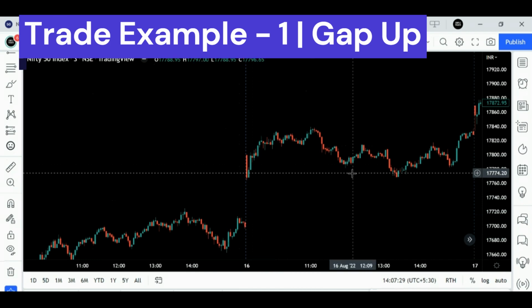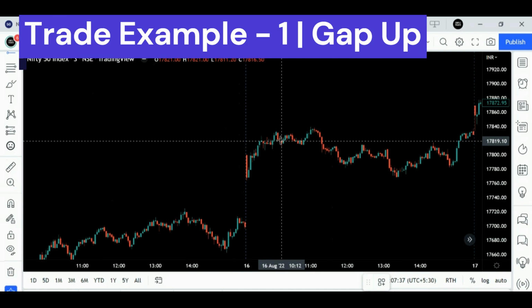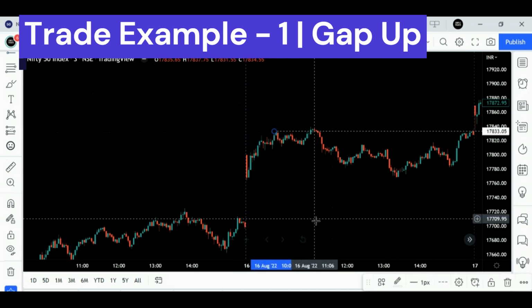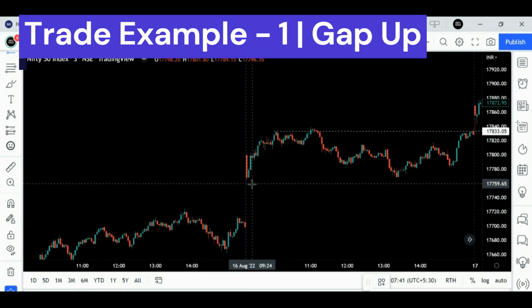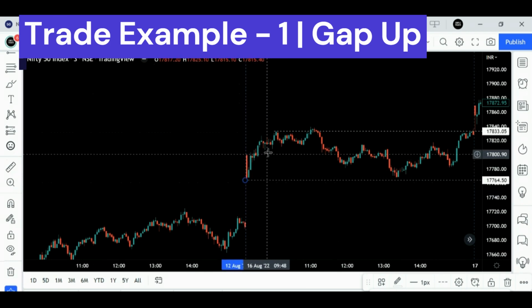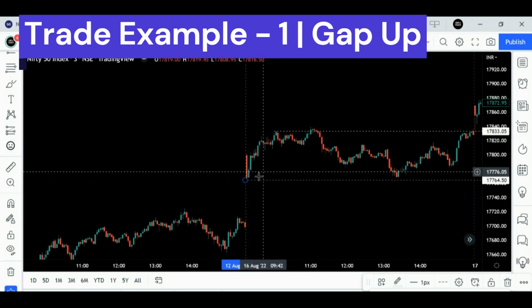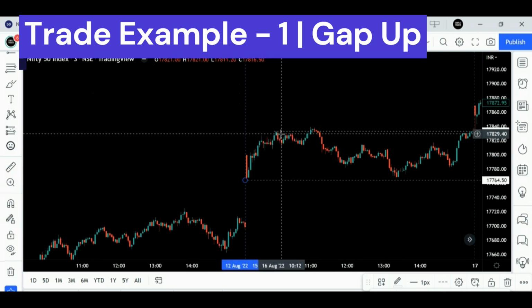So what is our first condition? We need to wait for the first swing high and swing low to happen. So where is our swing high? At this point we have our swing high, and where is our swing low? The day low was a swing low. The price opened here and the price moved and failed. So the first swing low and high was formed.